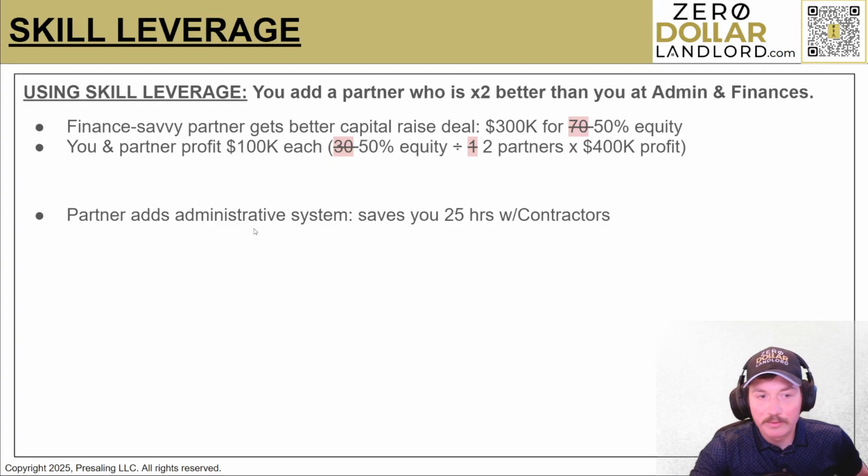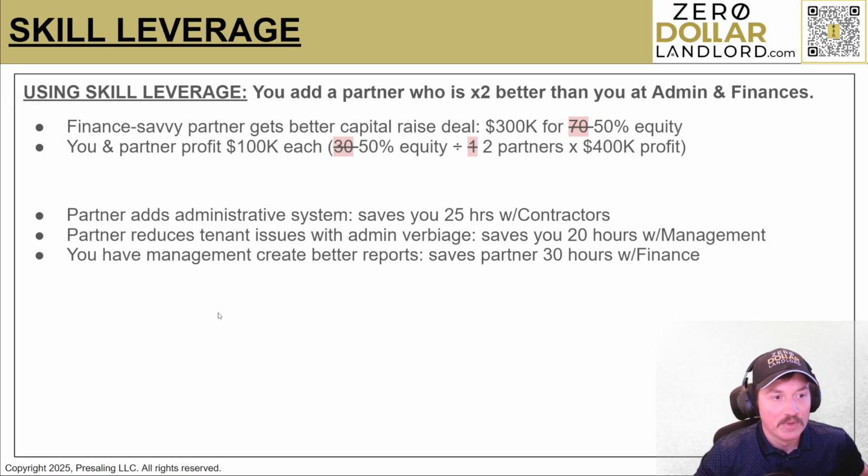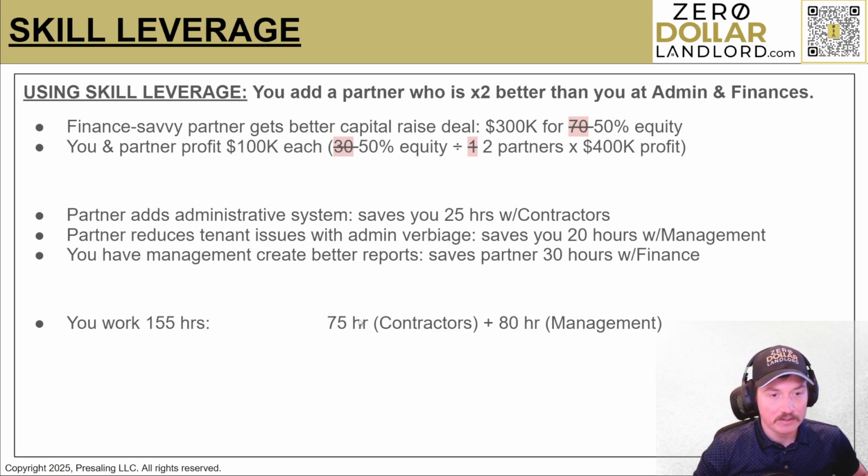Here are some other things your partner ends up doing: they add an administrative system that is going to save you a lot of time with contractors. They also add some admin verbiage, so that's going to help out with management. And then you create a better management report because you're really good at management stuff. So you say, hey, let's do this, and direct them to create better financial reports. So it saves them time with finance too.